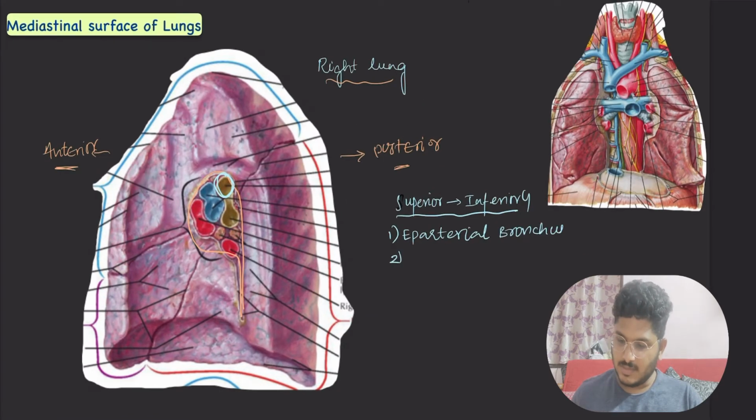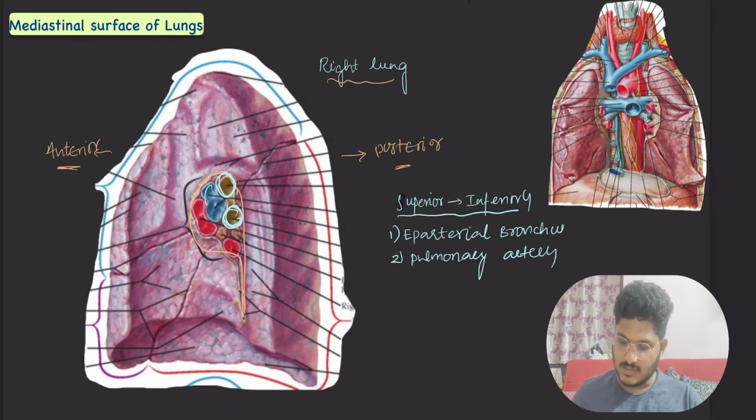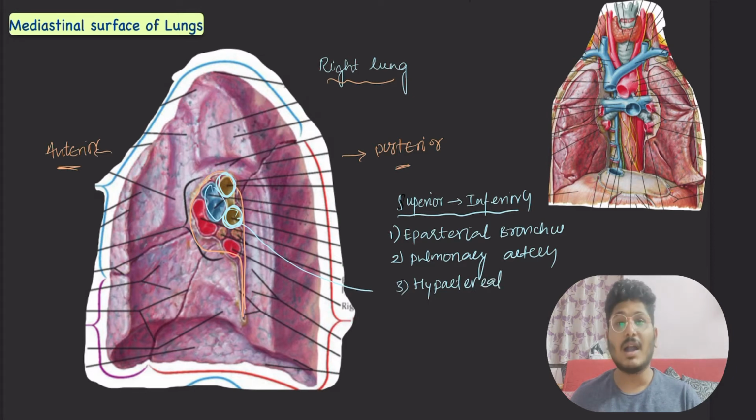Number 2, just below the eparterial bronchus, obviously there will be the artery. So the blue color one which carries deoxygenated blood is a pulmonary artery. Pulmonary artery carries deoxygenated blood from the heart. So this is pulmonary artery. Another bronchus just below this pulmonary artery is called as hyparterial bronchus. Hyparterial, that is below the artery, below the pulmonary artery, hence it is called as hyparterial bronchus. And finally, the lowermost structure is the lower pulmonary vein.